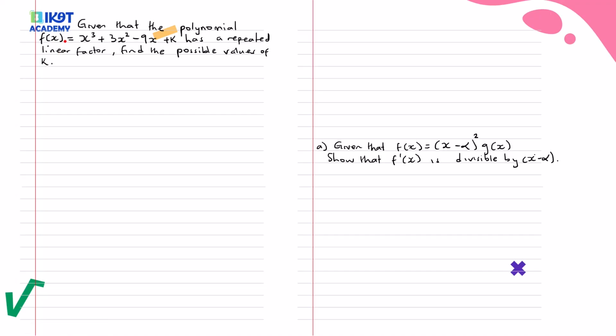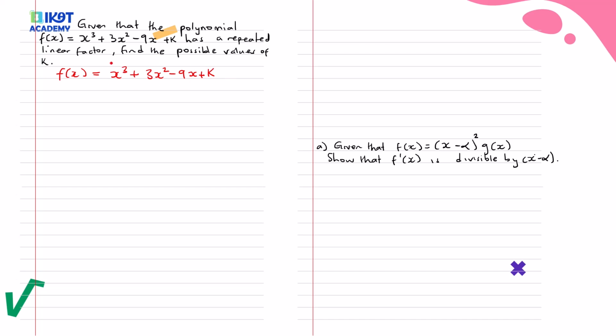Okay, so now let's look at this example. Given that the polynomial has a repeated linear factor, find the possible values of k. So this is our polynomial: f(x) = x³ + 3x² - 9x + k. The question says that this polynomial has a repeated factor. You can notice that there's an unknown, so there may not be so much we can do with this in its raw form.